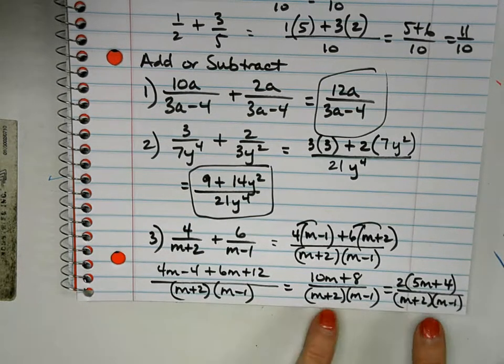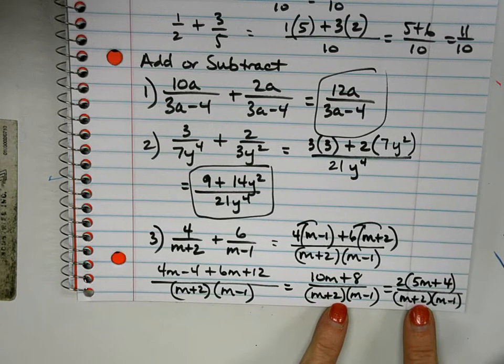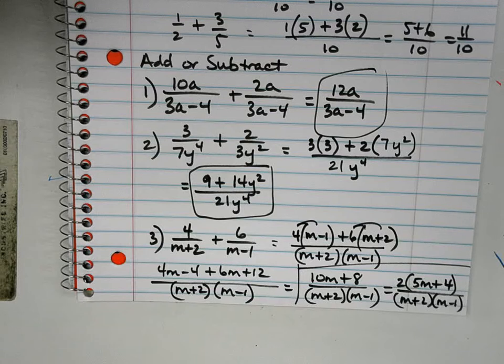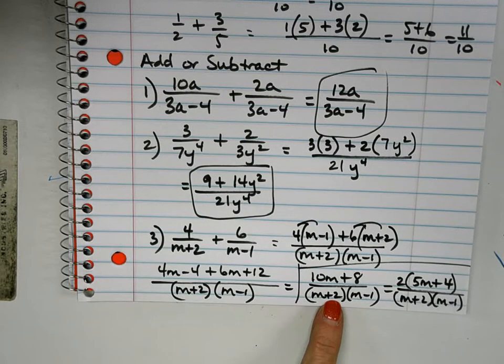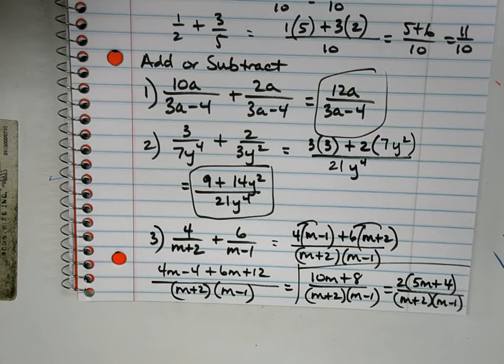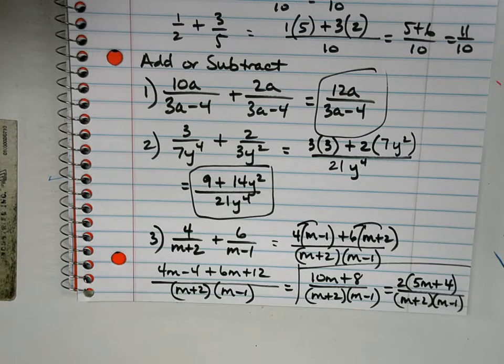Okay, now listen, you guys. Either of these answers are fine. So if you're able to look at the top and say, if I pulled out a 2, I'd have a 5m plus 4, I'm not going to be able to cancel anything. You can leave your answer like that. That's perfectly good. But if you had factored it and you'd been able to reduce, then it would be wrong if you didn't reduce it.